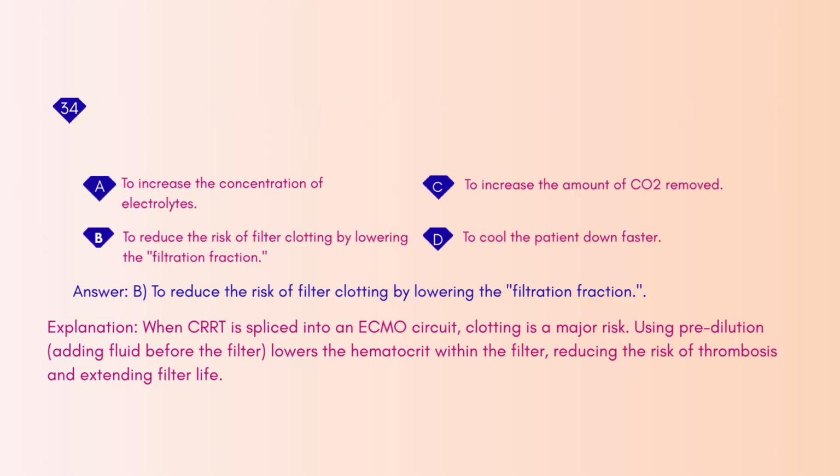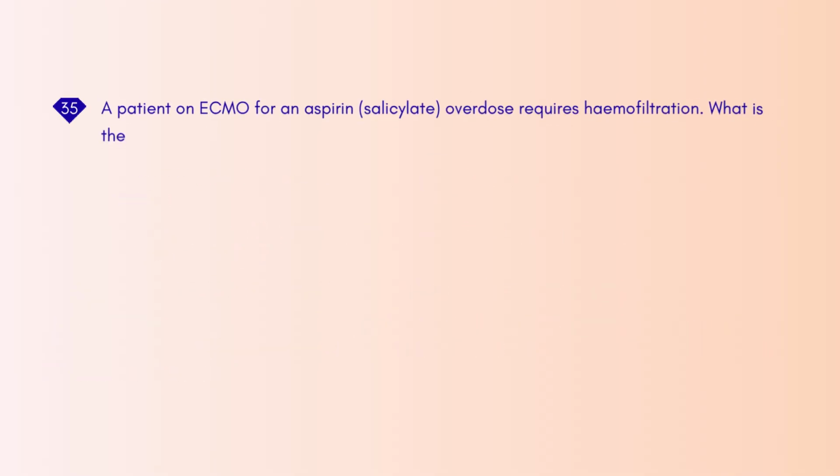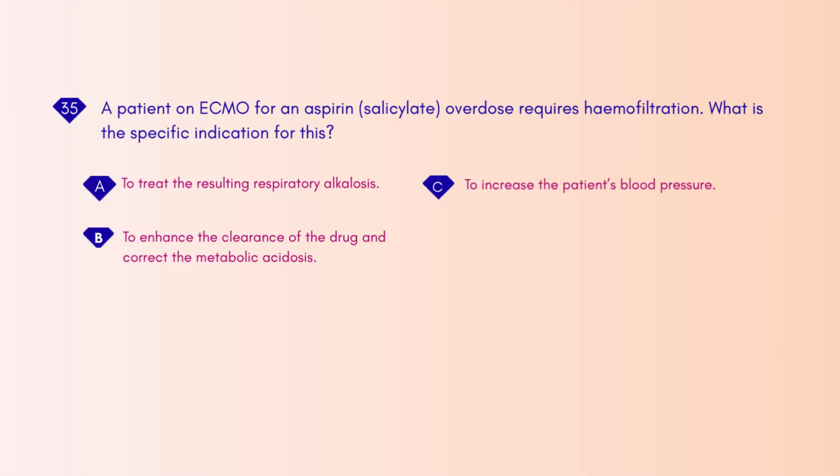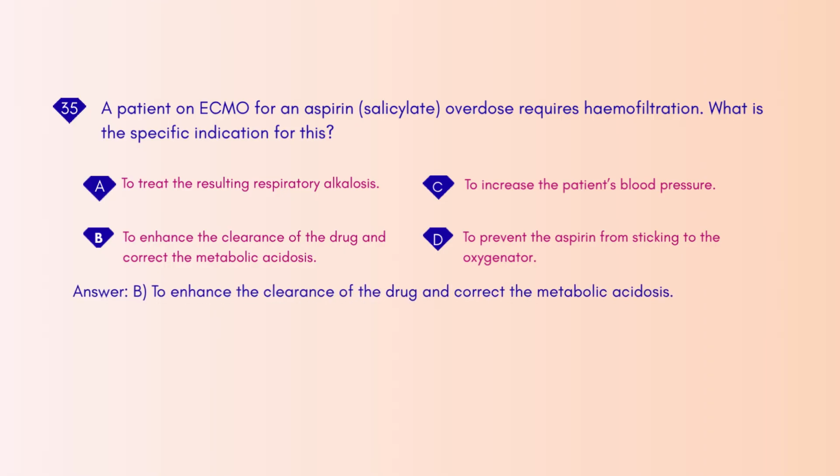A patient on ECMO for an aspirin, salicylate, overdose requires hemofiltration. What is the specific indication for this? A. To treat the resulting respiratory alkalosis. B. To enhance the clearance of the drug and correct the metabolic acidosis. C. To increase the patient's blood pressure. D. To prevent the aspirin from sticking to the oxygenator. Answer: B. To enhance the clearance of the drug and correct the metabolic acidosis.